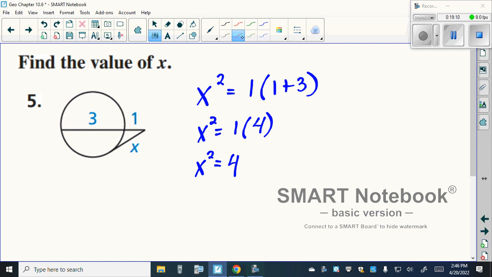So, if we're to finish this here, what do we need to do? We need to square root both sides. And the square root of 4 is 2. Any questions on this here?